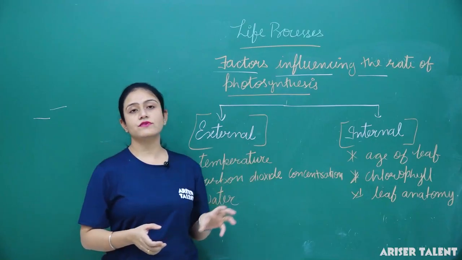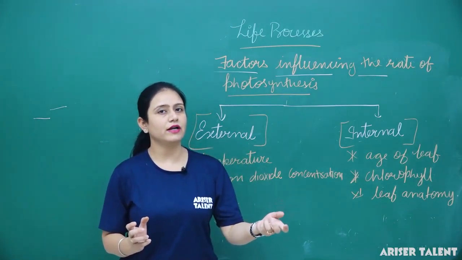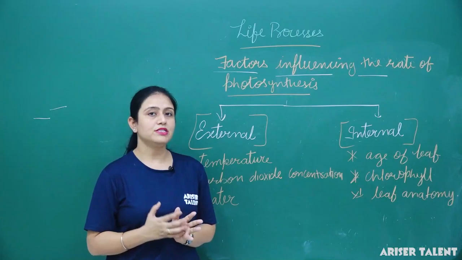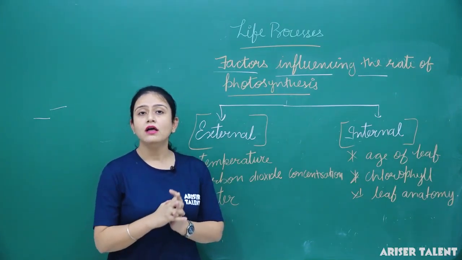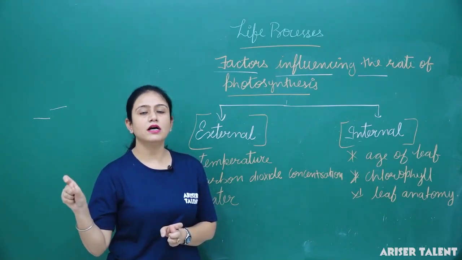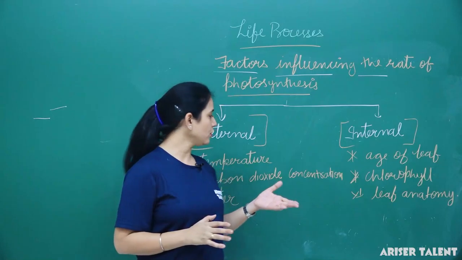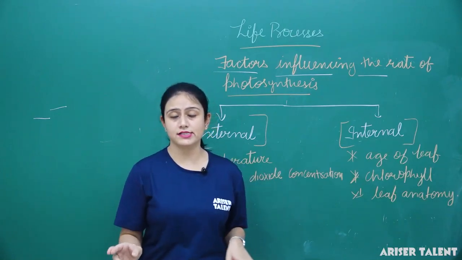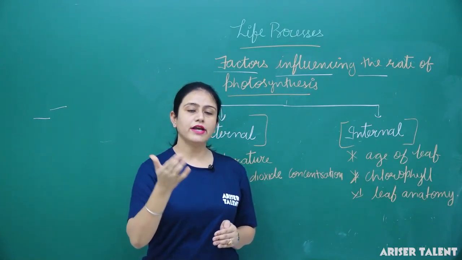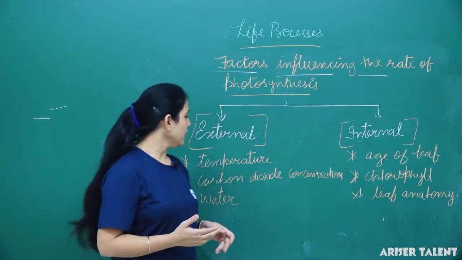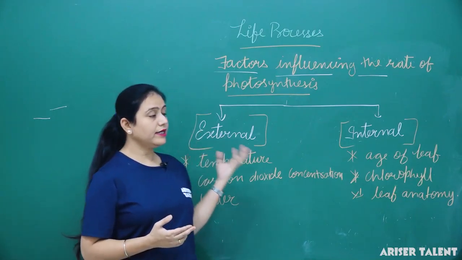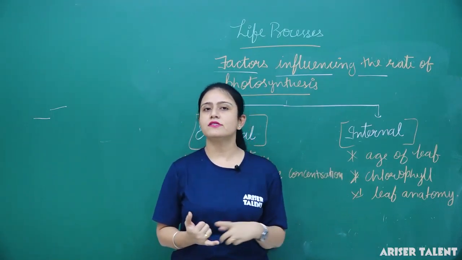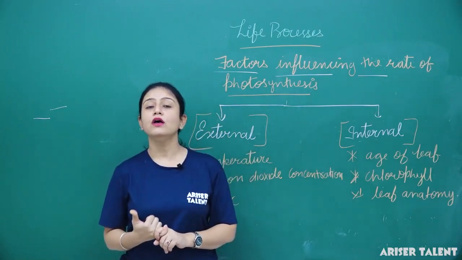So what are the factors which influence the rate of photosynthesis? External factor means the temperature available in the atmosphere outside the leaf. If the temperature increases, it will affect the growth of the leaf as well as the rate of photosynthesis. Generally, photosynthesis can take place at a temperature of 40 degrees Celsius, but if the temperature increases, the rate of photosynthesis will decrease. Then carbon dioxide and water. Among internal factors, the age of the leaf matters, along with chlorophyll and leaf anatomy. So these are the factors which affect the rate of photosynthesis.